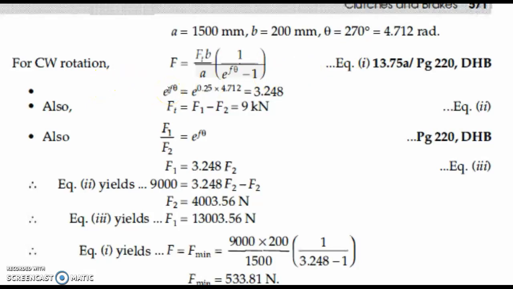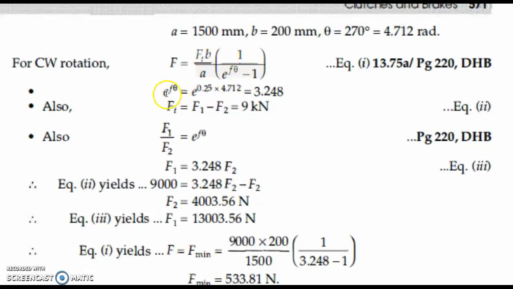Now for clockwise direction, from page number 270, equation number 13.19C, F is equal to B F2 divided by A, or that is equal to Ft into B divided by A into 1 divided by e raised to mu theta minus 1. That is the equation in our data book. The equation is similar here.